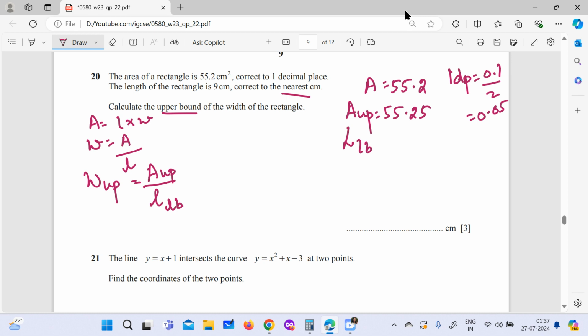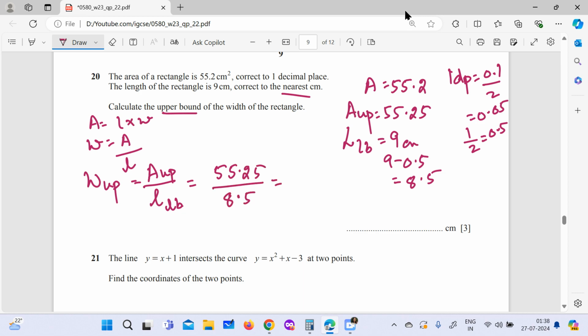Now we will look at the length lower bound. It is correct to the nearest centimeter. So 1 centimeter halved is 0.5. So we have to find the lower bound. The lower bound will be 9 minus 0.5, that will be 8.5. So we can substitute these values here. So you can write 55.25 over 8.5. Put all these in your calculator, and you will get the answer as 6.5. So your answer is 6.5.